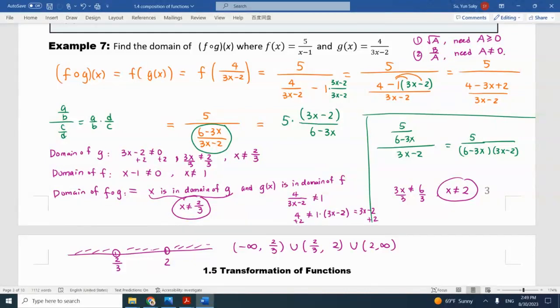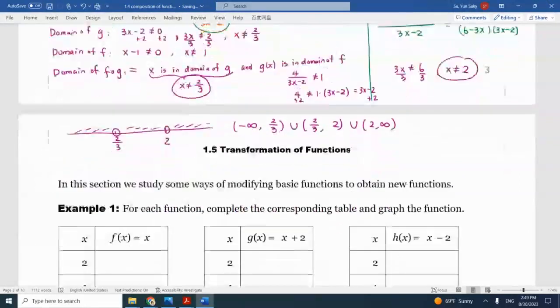So, two conditions. x is in the domain of g because g is the inner function. Your x had better be in the domain of g. And then your g of x should be in the domain of f. So write down what g of x is and figure out the domain of f. Replace x by g of x, set it not equal to 1, then you can solve this. The domain part is more complicated for composite functions. Okay. So far, so good, everybody.